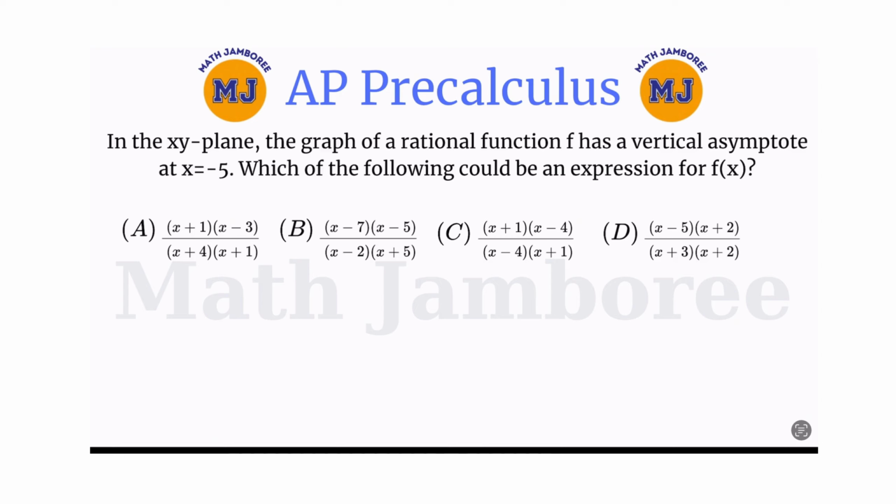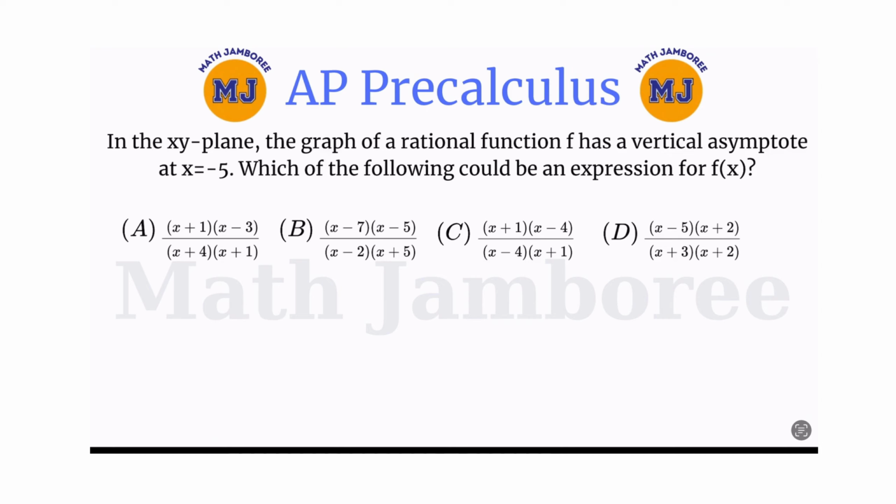In this video, we have another AP Precalculus type of question from the topic of rational functions and vertical asymptotes. Let's solve it together. In the xy plane, the graph of a rational function f has a vertical asymptote at x equals -5. Which of the following could be an expression for f of x?